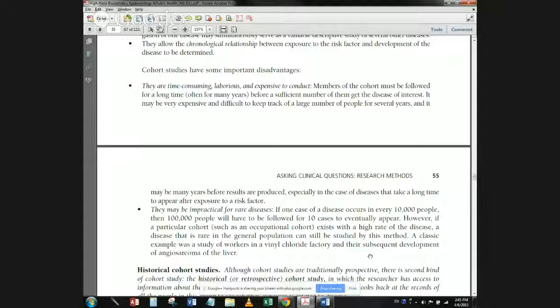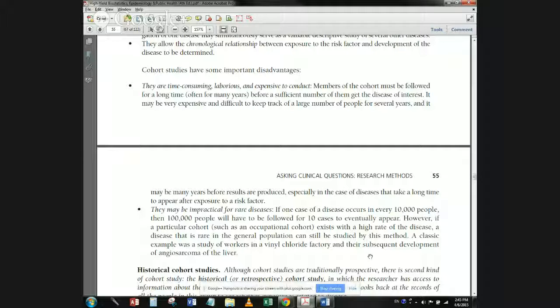Cohort studies have some important disadvantages as well. For instance, cohort studies are very time consuming, laborious, and expensive to conduct. Members of the cohort must be followed for a long time, often for many years, before a sufficient number of them get the disease of interest. It may be very expensive and difficult to keep track of a large number of people for several years, and it may be many years before results are produced, especially in the case of diseases that take a long time to appear after exposure to a risk factor.